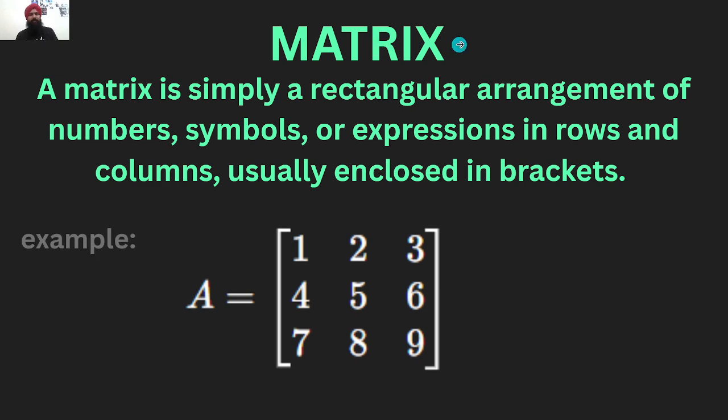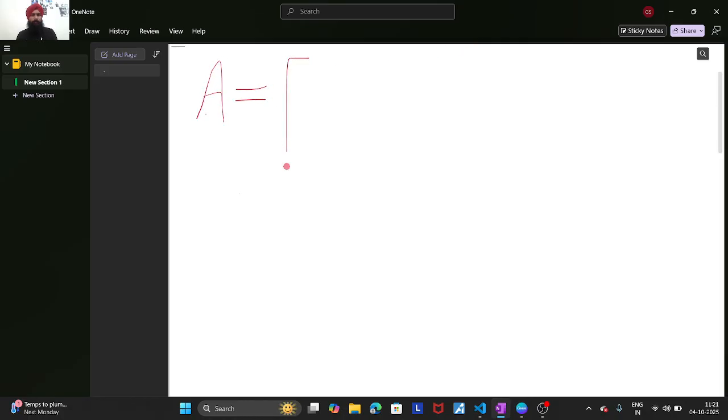Now, for any person with a non-mathematical background, we need to explain what a matrix is. A matrix is simply a rectangular arrangement of numbers, symbols, or expressions in rows and columns, usually enclosed in brackets. I have given an example here, but there is also indexing to all the elements of a matrix, which I'm going to explain here. Let's say I take a matrix A, then its very first entry here is called A11.